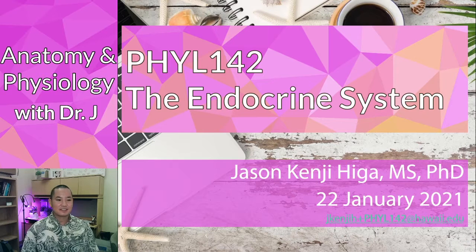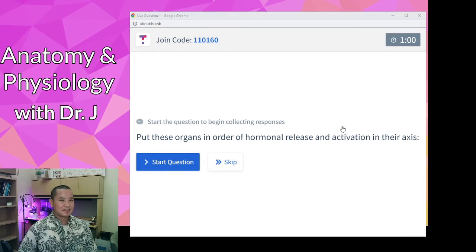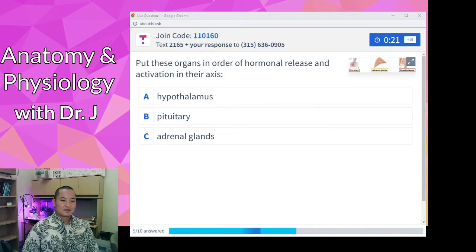Before we start, let's do some review. So let's open up Top Hat if you have it ready. A little review from Wednesday. Put these organs in order in the order that they're released in their hormonal axis. So when you activate these organs, and remember that thing with the general adaptation syndrome and the acute stress response. So what's the order that these organs are activated?